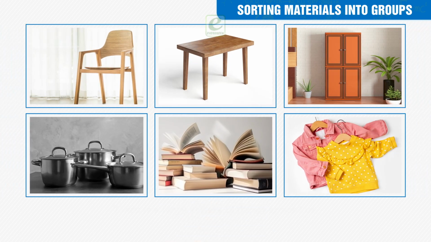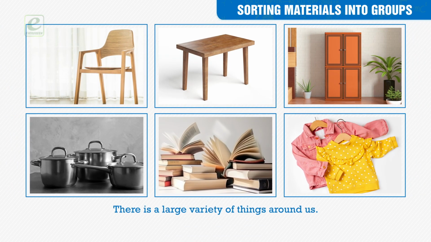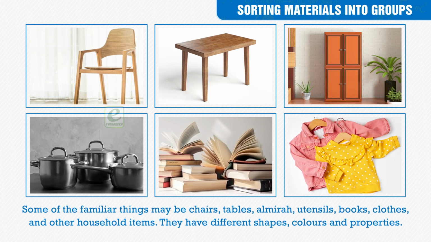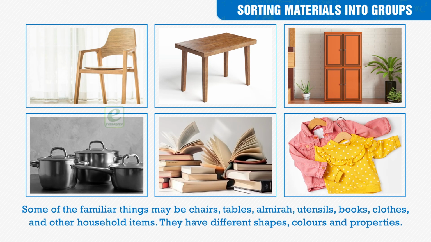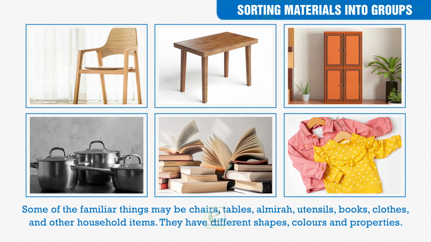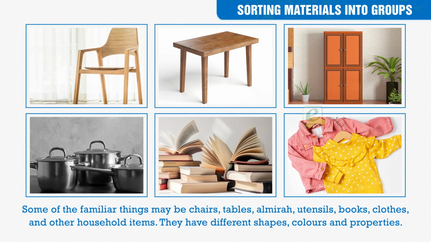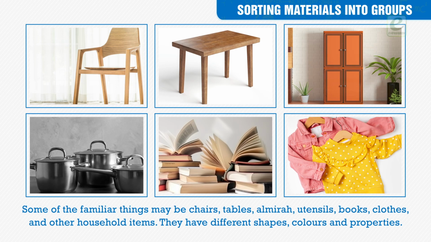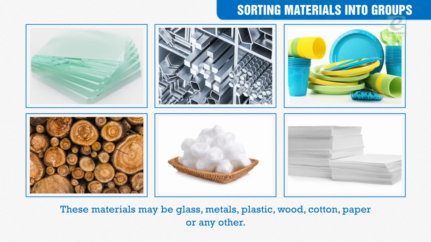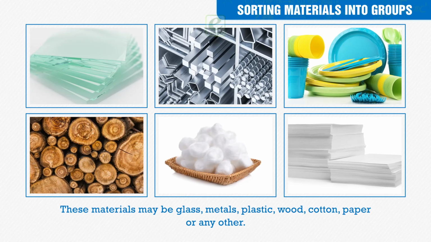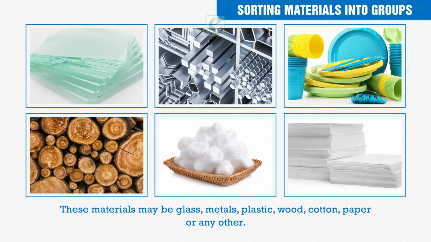Classification of materials. There is a large variety of things around us. Some of the familiar things may be chairs, tables, almirah, utensils, books, clothes, and other household items. They have different shapes, colors, and properties. These materials may be glass, metals, plastic, wood, cotton, paper, or any other.